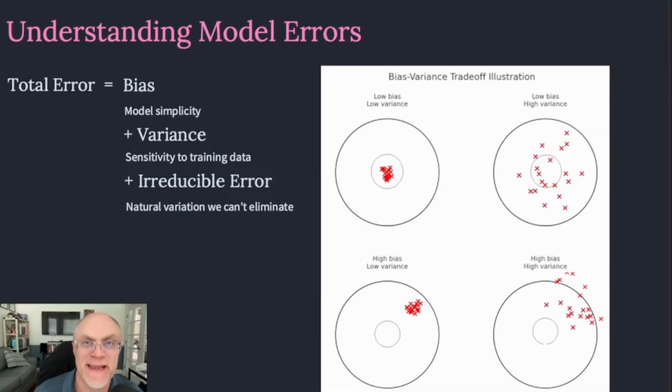That error we were looking at, every model has 3 sources of error that contribute to the total error. The first is bias. Bias would be that your model is too simple.